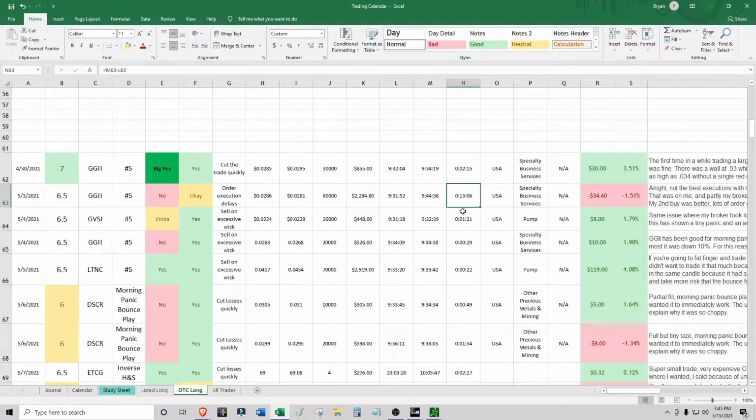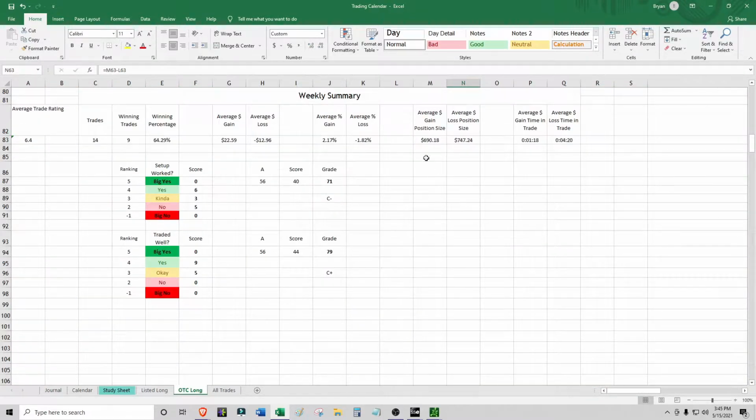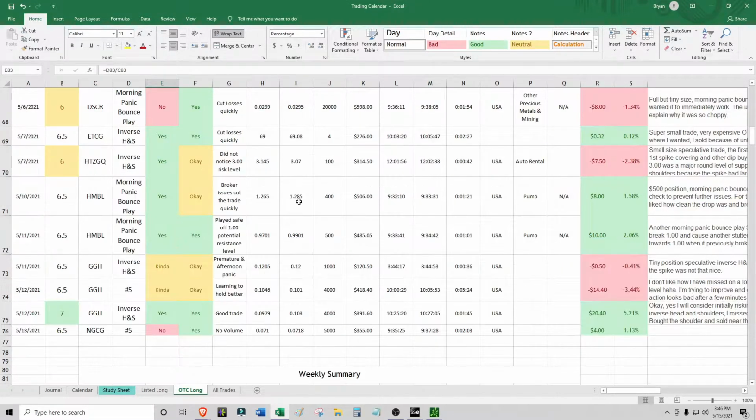I held this one for 13 minutes, so that's kind of why that one brought the average larger here. It was a morning panic bounce play setup where the first bounce was a stutter step, if I recall correctly, but I'm just going to go over my trades. Overall, not too bad, a good winning percentage, but I need to improve on holding my winning trades longer, and focus on trading larger position sizes on setups that are working.